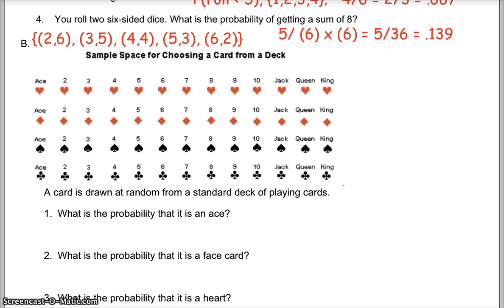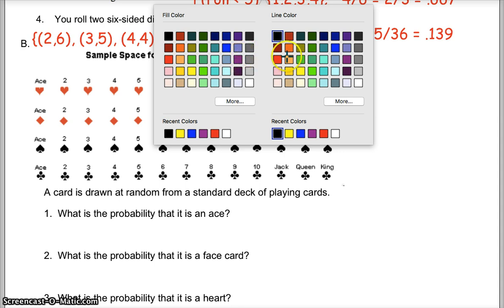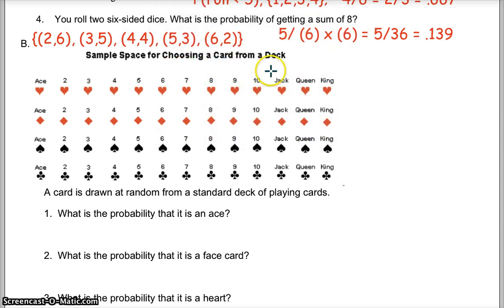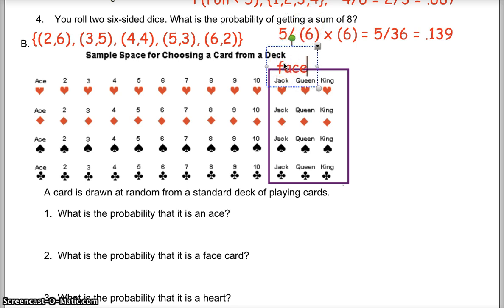I want to also define something called face cards. Face cards are all the cards that have the face of a human, or could have the face of a human. A jack, a queen, and a king are all considered face cards. So when you're finding probabilities, the face cards, you would have a total of 12 of those. 3 in each suit, 4 suits, for a total of 12 face cards. Aces are not considered face cards.